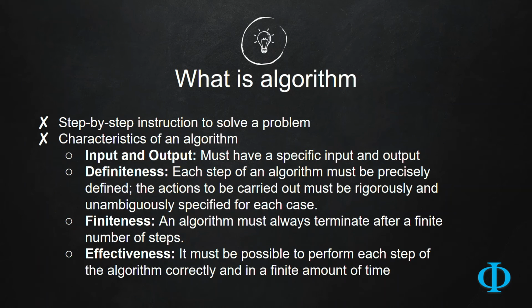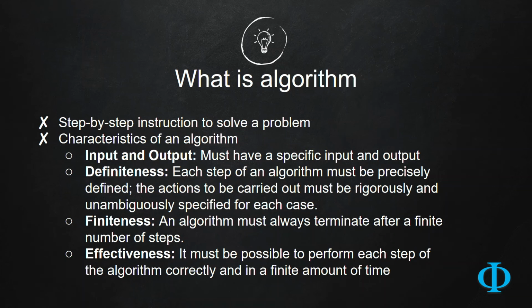The next one is finiteness. Finiteness means an algorithm must always terminate after a finite number of steps. Let's say you start solving a mathematical problem and in the entire year you could not solve the problem. You started from January 1 and by December 31 this year, next year December 31, the year after that December 31, you could not solve the problem. So that should not happen in any type of problem solving or algorithm.